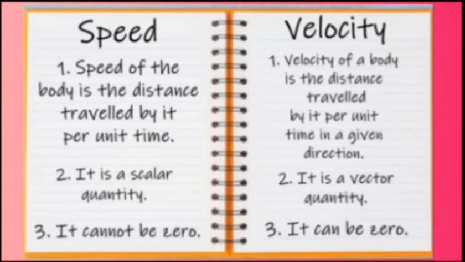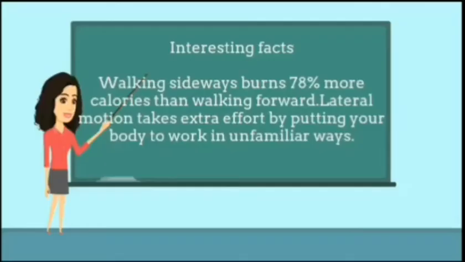Difference between speed and velocity. Speed of the body is the distance traveled by it per unit time, whereas velocity of the body is the distance traveled by it per unit time in a given direction. Speed is a scalar quantity, velocity is a vector quantity. Speed cannot be 0 and velocity can be equal to 0.